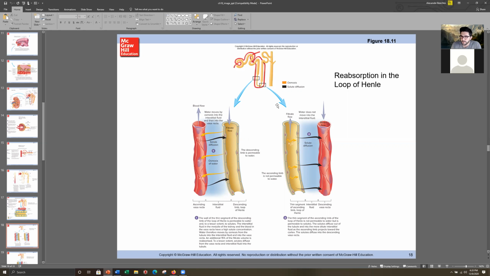As we go up the ascending limb here, what we end up seeing is that water permeability decreases, it goes down, okay? So the thin segment of the ascending limb of the loop of Henle is not permeable to water. However, it is permeable to solutes. The solutes diffuse out of the tubule and into the more dilute interstitial fluid as the ascending limb projects towards the cortex. The solutes diffuse into the descending vasa recta. So if we need extra salt content in the bloodstream to modulate things like blood pressure, then we can have that occur within the ascending limb of the loop of Henle.